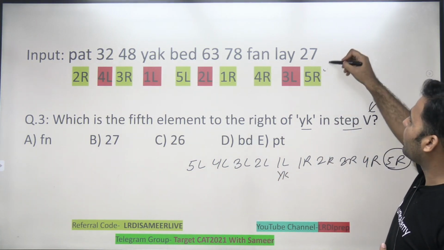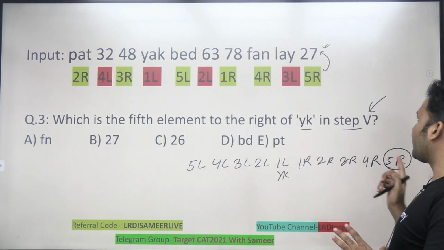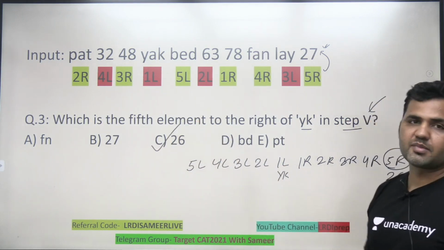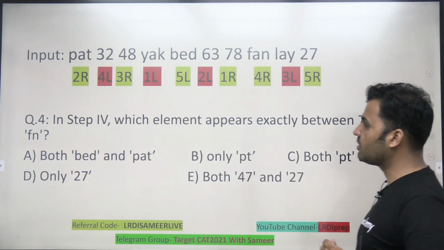and that fifth R ranked is 27. And when this will be moved to the fifth R, it will be written as 26. So the answer to the question is option number C. That's it. C is the correct answer to the question. Look at the next question, question number 4.